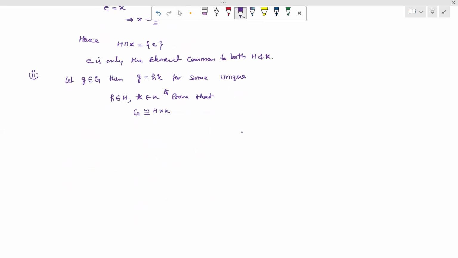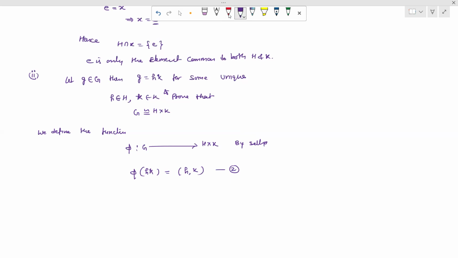So now first we define a function for proving this. We define the function phi from group G to H cross K, for proving G is isomorphic to H cross K. The function we can define as phi of hk is equal to the ordered pair (h, k). So this is our equation number 2.